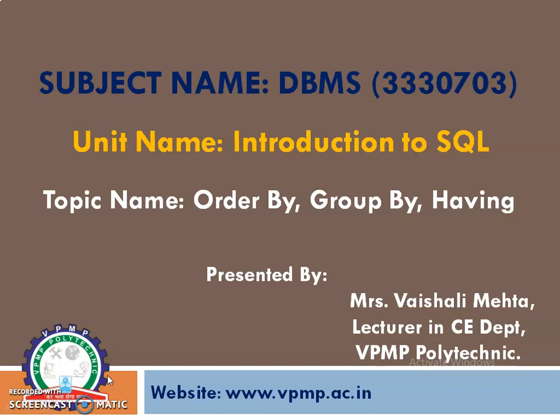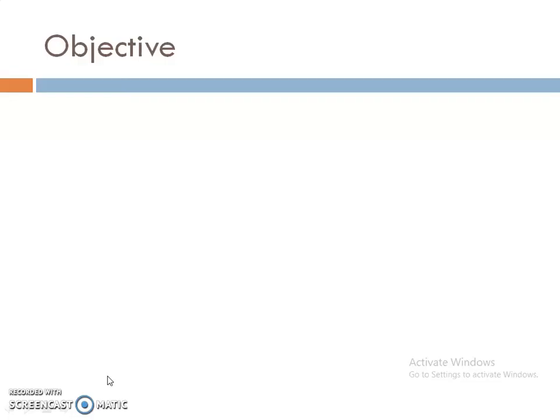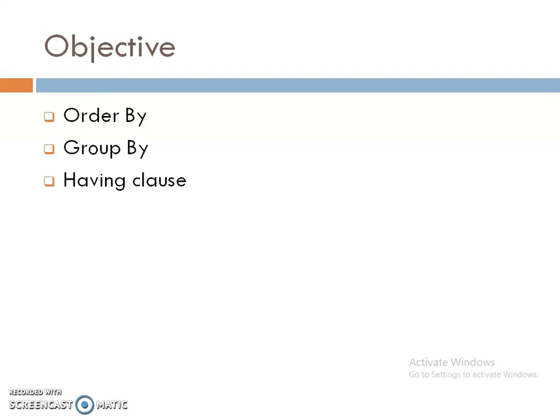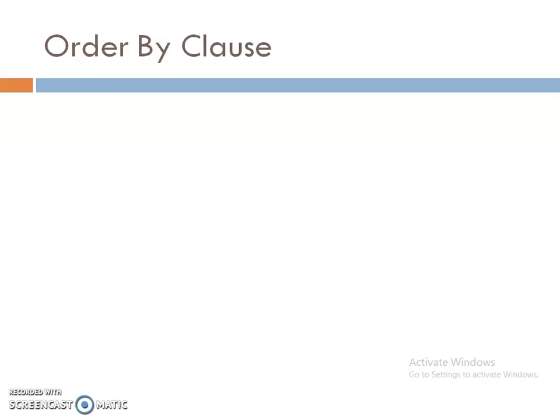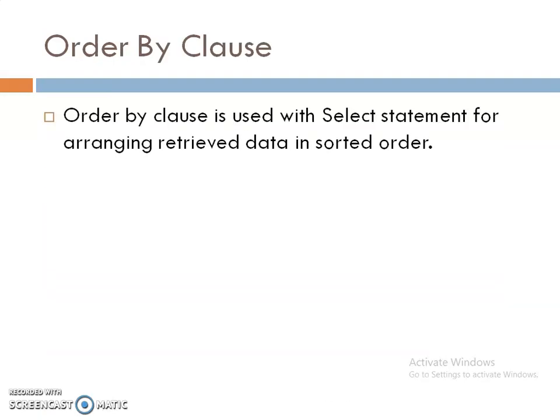Our unit name is Introduction to SQL and my current topic is order by clause, group by clause and having clause. So the objective of today's lecture: we will see sorting data of a table using the order by command. We will also discuss grouping data of a table using group by and having commands. So let's start with the order by clause.